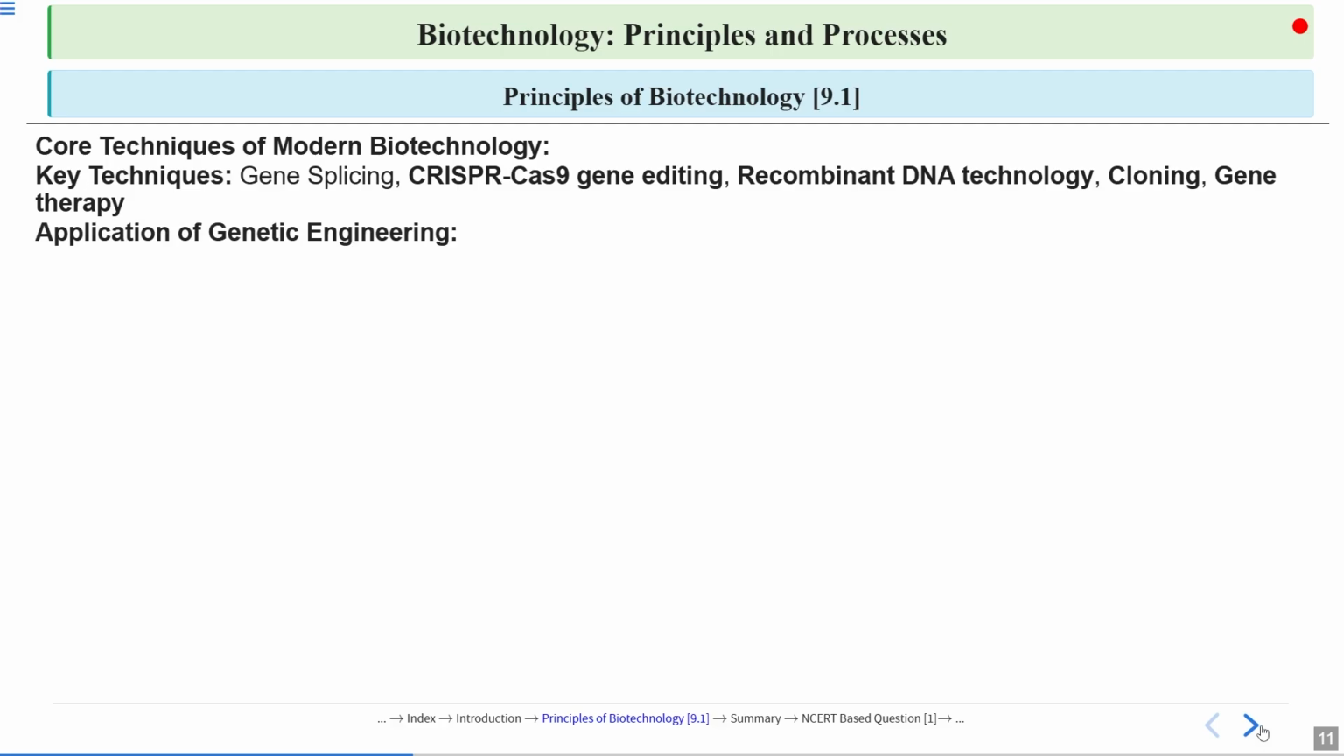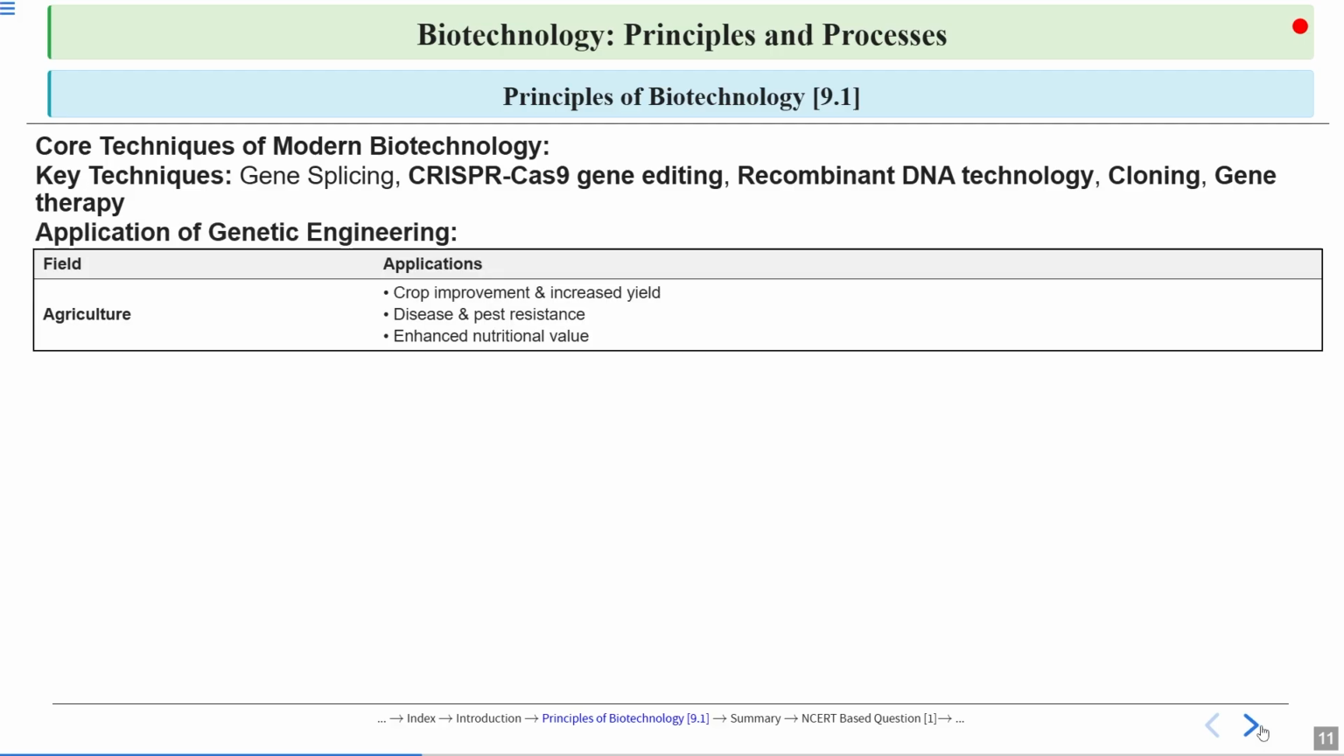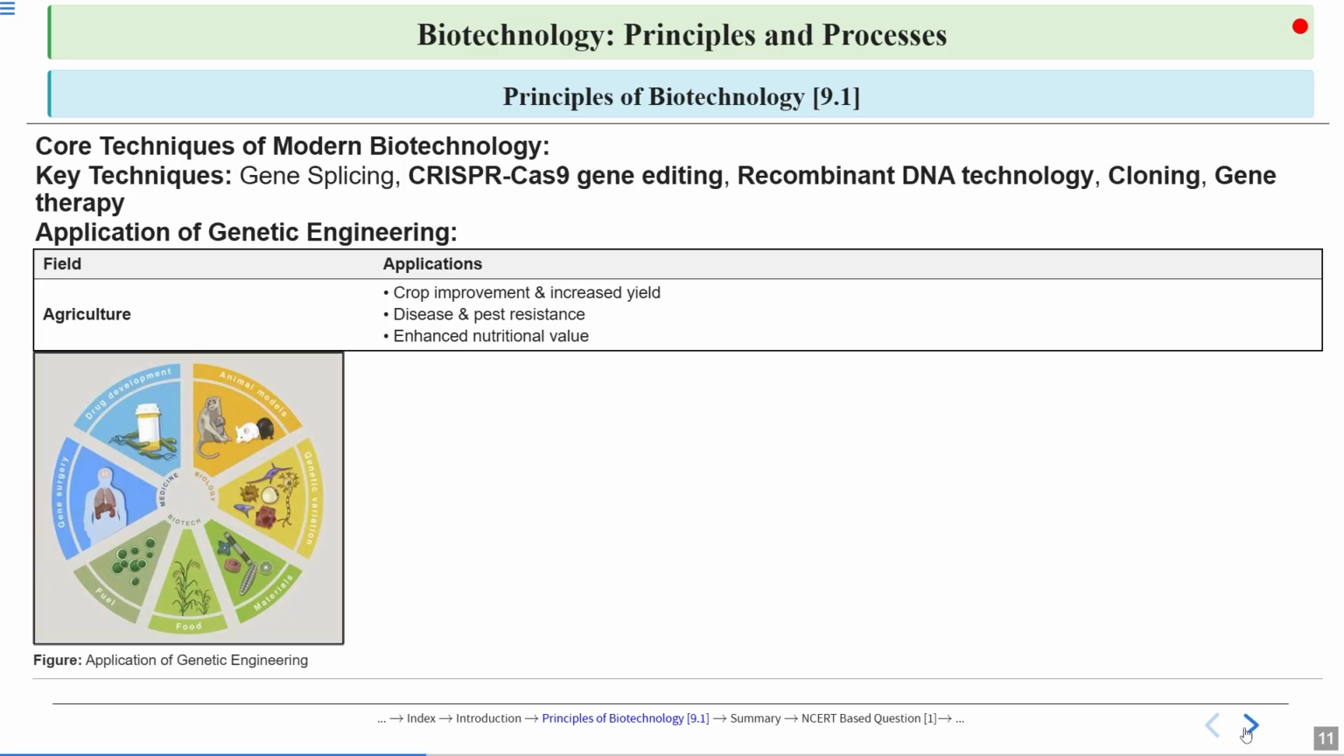What are the applications of genetic engineering? In the agriculture field, there are several applications such as crop improvement and increased yield, disease and pest resistance, and enhanced nutritional value: golden rice, Bt cotton, Bt brinjal. We are going to study these in more detail in the next chapter, biotechnology and its applications. Here we are just touching upon it. So this is the application of genetic engineering.